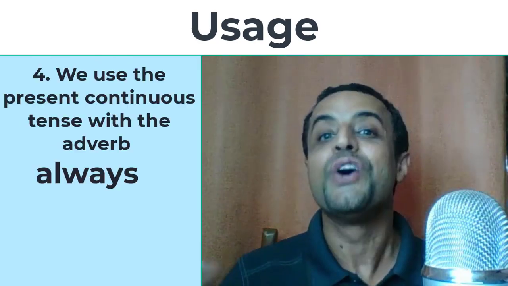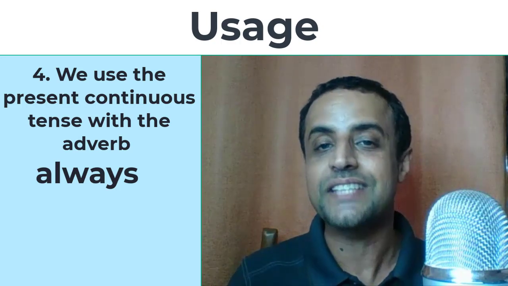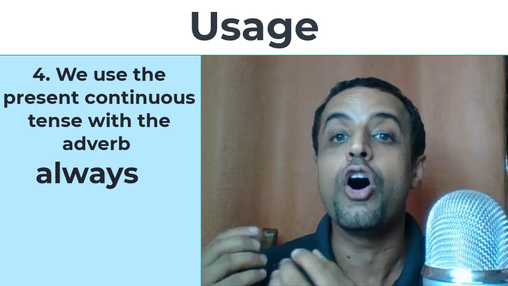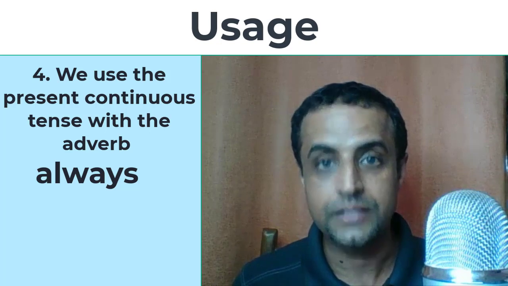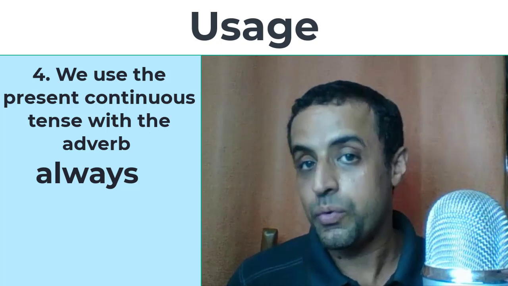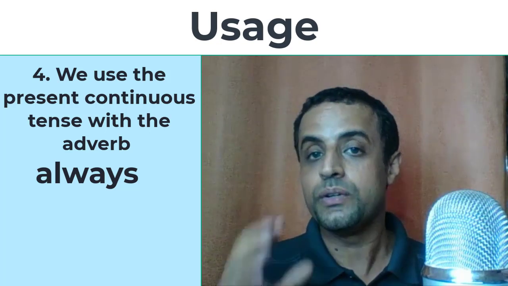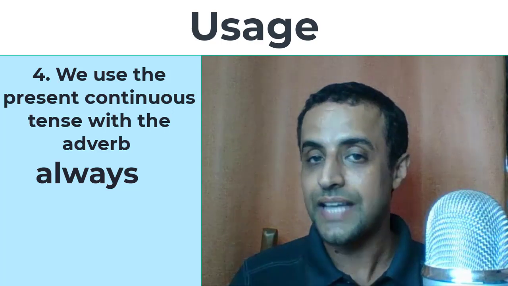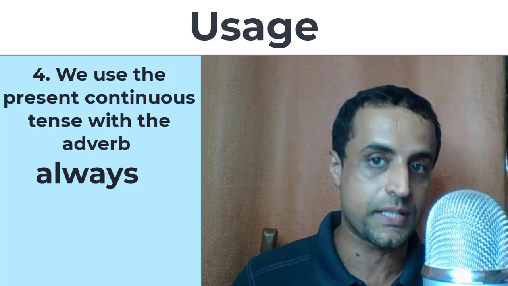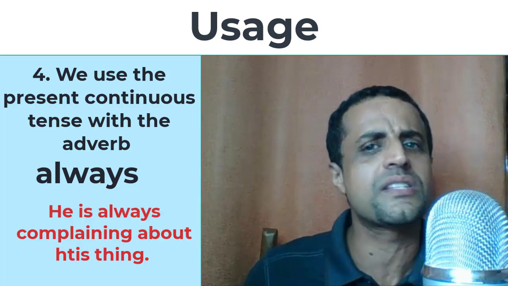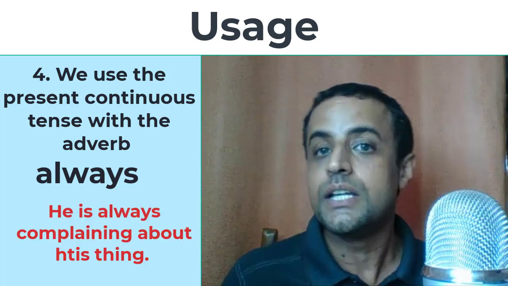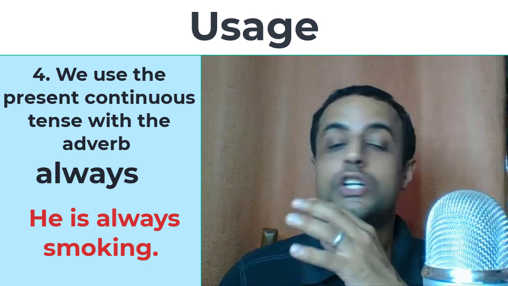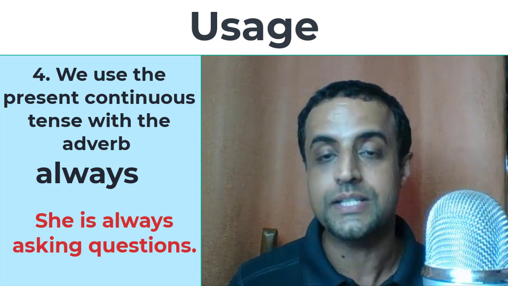The fourth usage of the present continuous tense, we use the present continuous tense with the adverb always. Really? Yes. But this is tricky. When you use the present continuous tense with always, like for example, he is always complaining about this thing. He is always smoking. She is always asking questions.